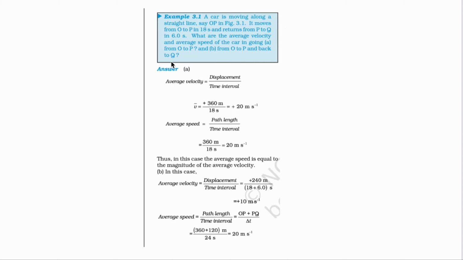And this is one numerical from NCERT. You can go through this. If you don't understand, you can ask me once how to do this problem and I'll teach you.